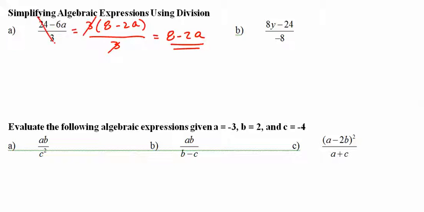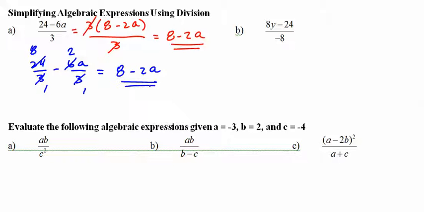What you can't do is just cancel there or there. The way to remember this, what are you dividing by 3? Everything. So you have to divide everything by 3 if you can. Otherwise, you just leave it as is. 24 over 3, 6 over 3, 8 minus 2a. That's it.